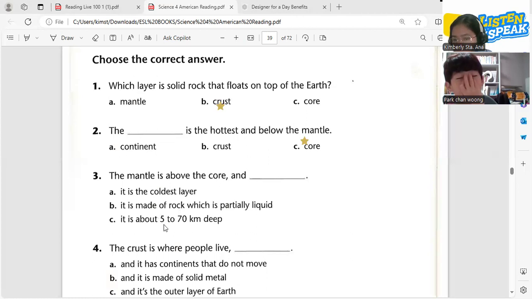The mantle is above the core and it is made of rock too, partly liquid. Okay. How about number four? The crust is alive and is the outer layer of ours.